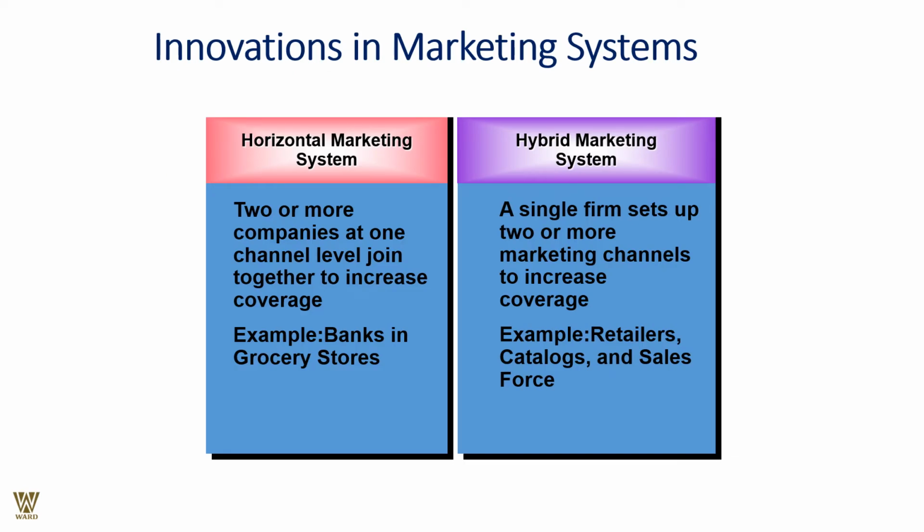Innovation in the marketing system is the horizontal marketing system and the hybrid marketing system. In the horizontal marketing system, two or more companies at one channel level join together to increase the coverage. For example, banks in a grocery store, or any utility store in petrol pumps or the gas station, as we are popularly seeing around. The hybrid marketing system is a single firm setting up two or more marketing channels to increase the coverage. Let's say the retailer catalog. Let's say the sales forces that come around it.